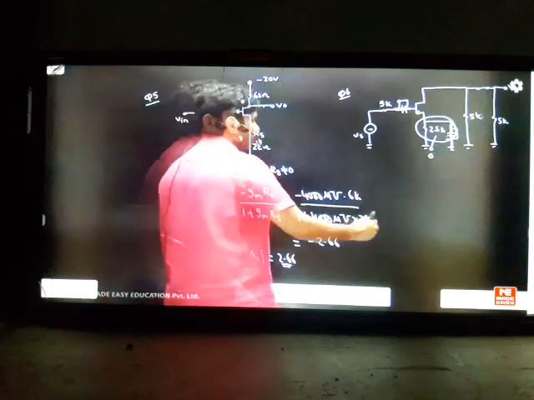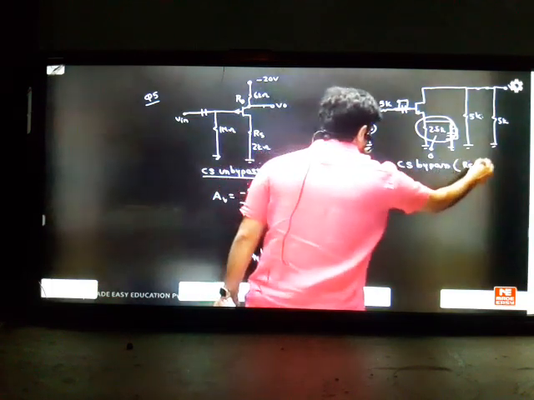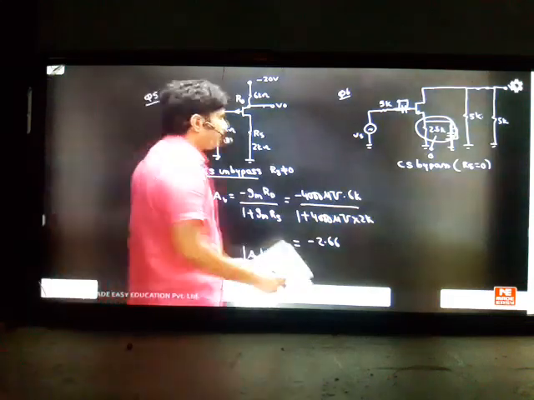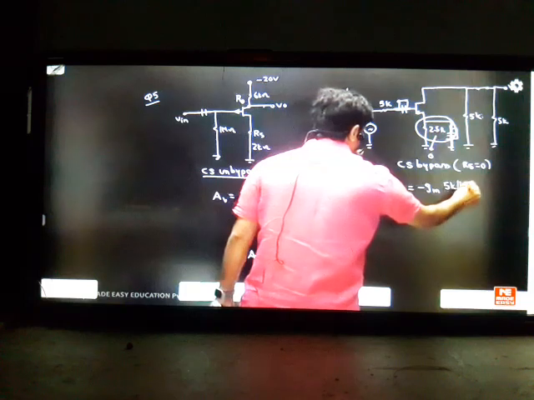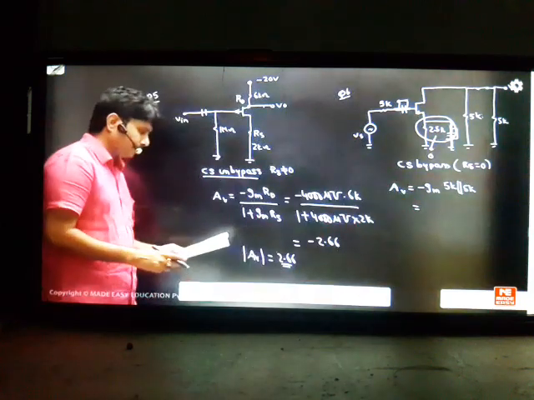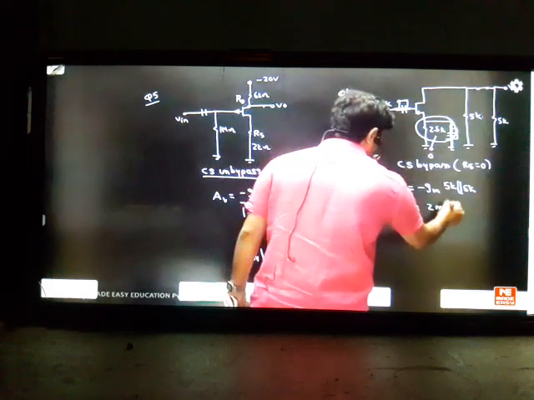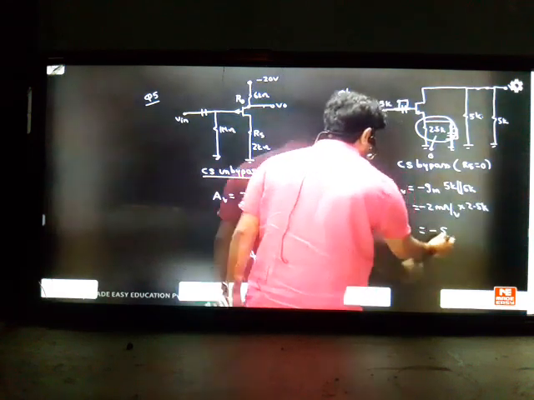Whenever it becomes 0, I get the knowledge that it's a common source bypass, because your RS became 0 here. This problem is concerned with RS equal to 0. It's a bypass problem you're asking. What is the gain formula? It's a very simple formula. It is minus GM into, here two resistors are there in parallel. So 5K parallel to 5K. So you can see the problem is completed. GM is already given in this question also, 2 milliampere per volt, into 2.5K. So the answer will be minus 5.